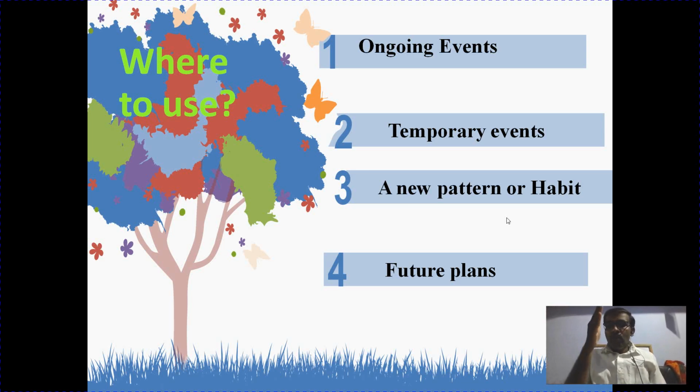So I have listed out four major things which are to be used with the help of the present continuous form. First one is ongoing events, and the second one temporary events. Third one a new pattern or habit. Fourth one future plans. Okay, let us discuss one by one in detail.